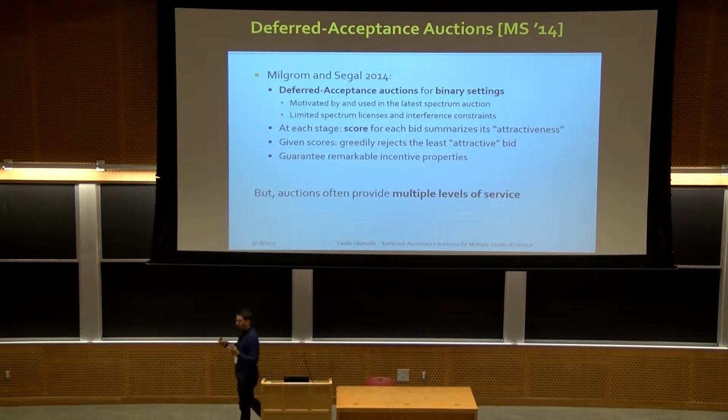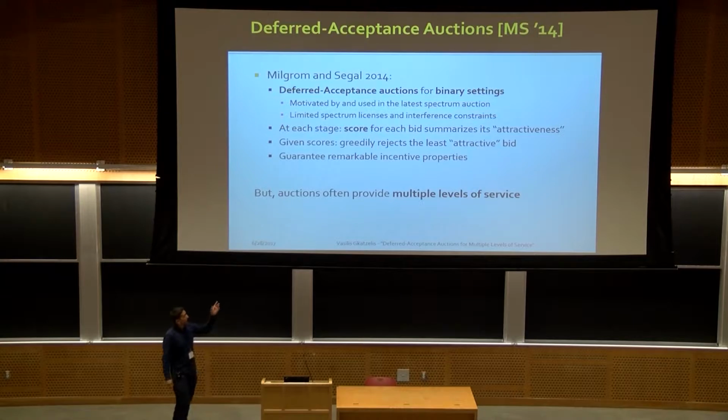But these were specific to binary settings. They're not defined beyond that. In fact, they're not defined for randomized auctions, and so on. In many cases, binary is very restrictive. You're not just accepting or rejecting a buyer. There are different multiple levels of service.